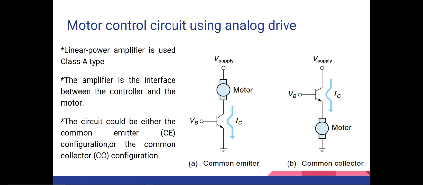Now next we have a motor control circuit using the analog drive. As we have seen in the previous slide, linear power amplifiers are used in the control circuit, and these amplifiers are the interface between the controller and the motor. A class A amplifier is used, and it can be of two different types. One is the common emitter, and the second is the common collector. The common emitter gives current and voltage gain, whereas the common collector gives current gain. The operation of both types of amplifier is the same.